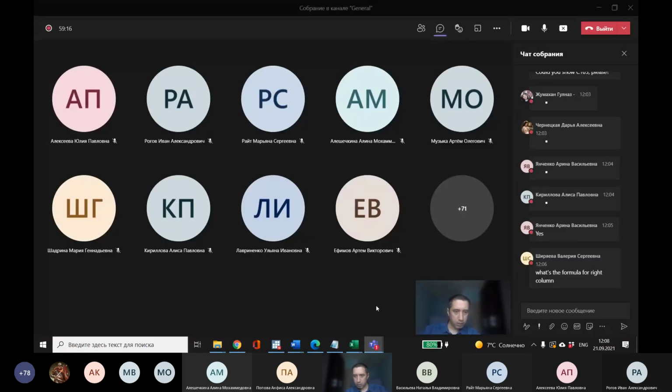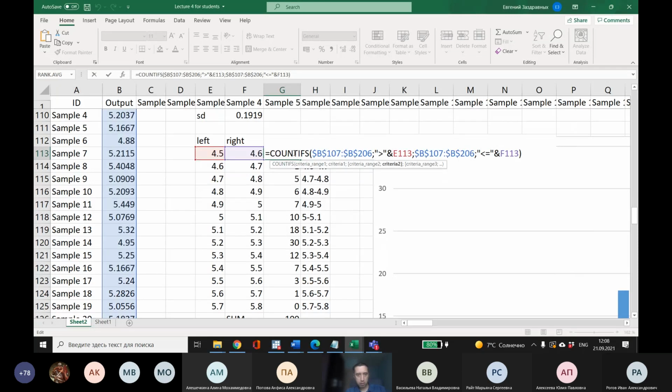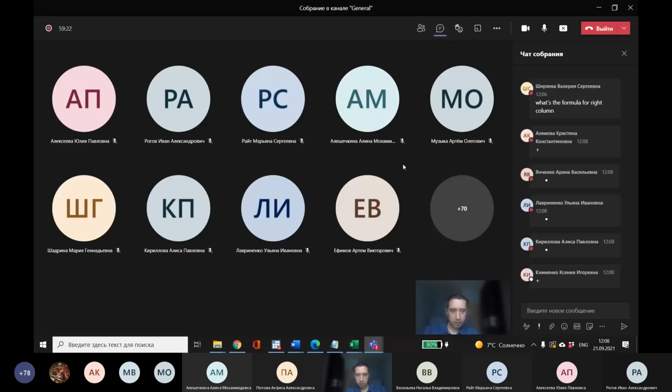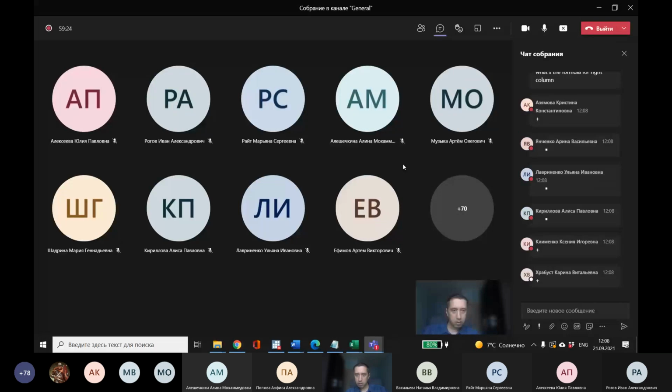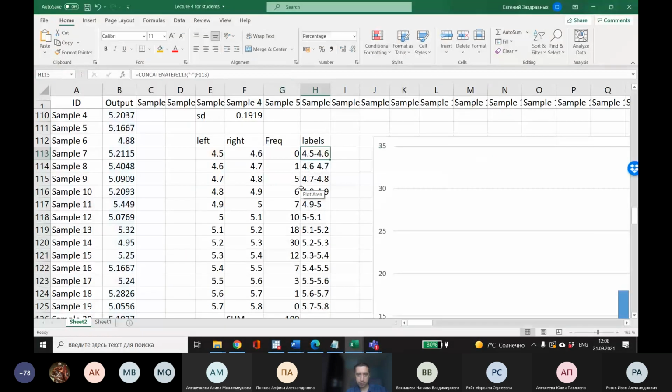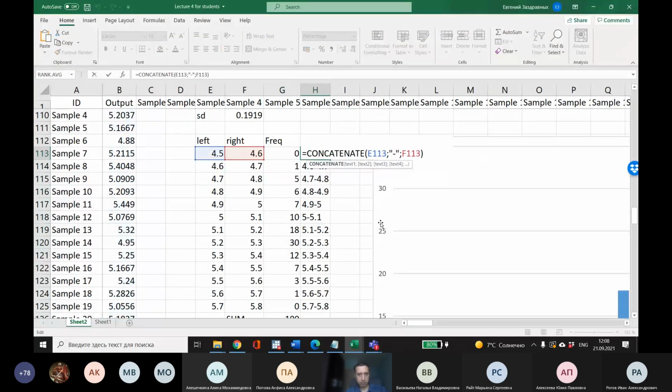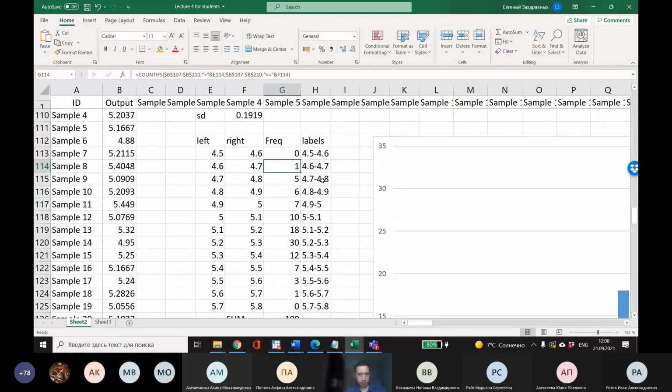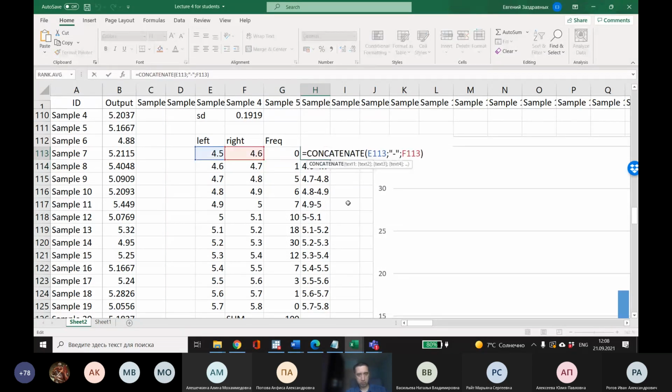What's the formula for the right column? You mean this, Valeria? This is concatenate, just simple concatenation to create labels. If you wish, you can create a concatenation column.